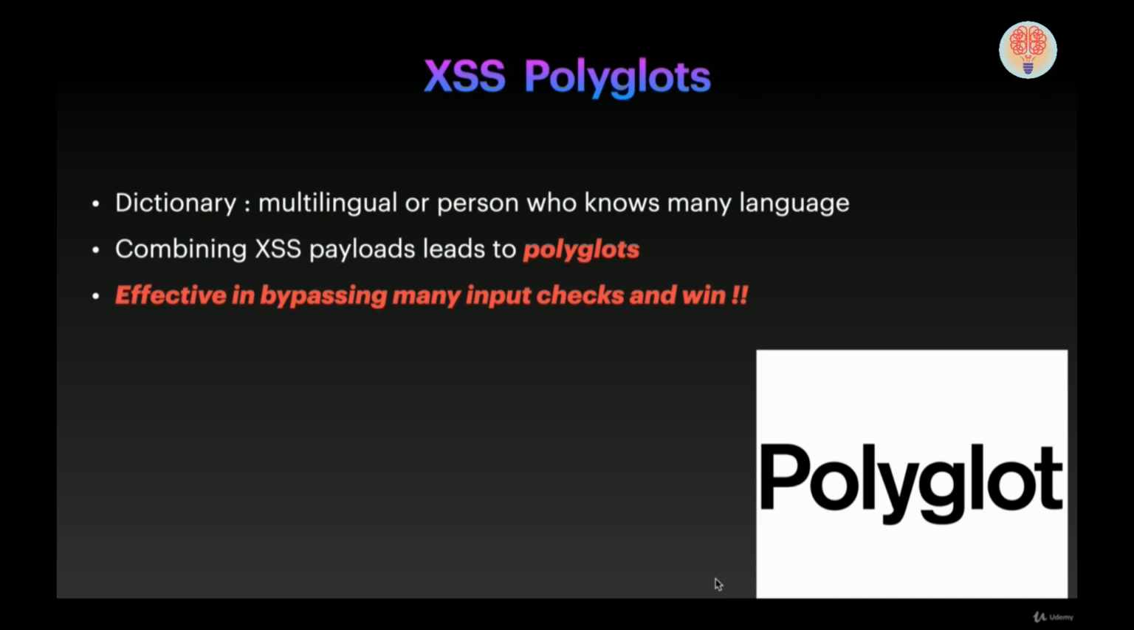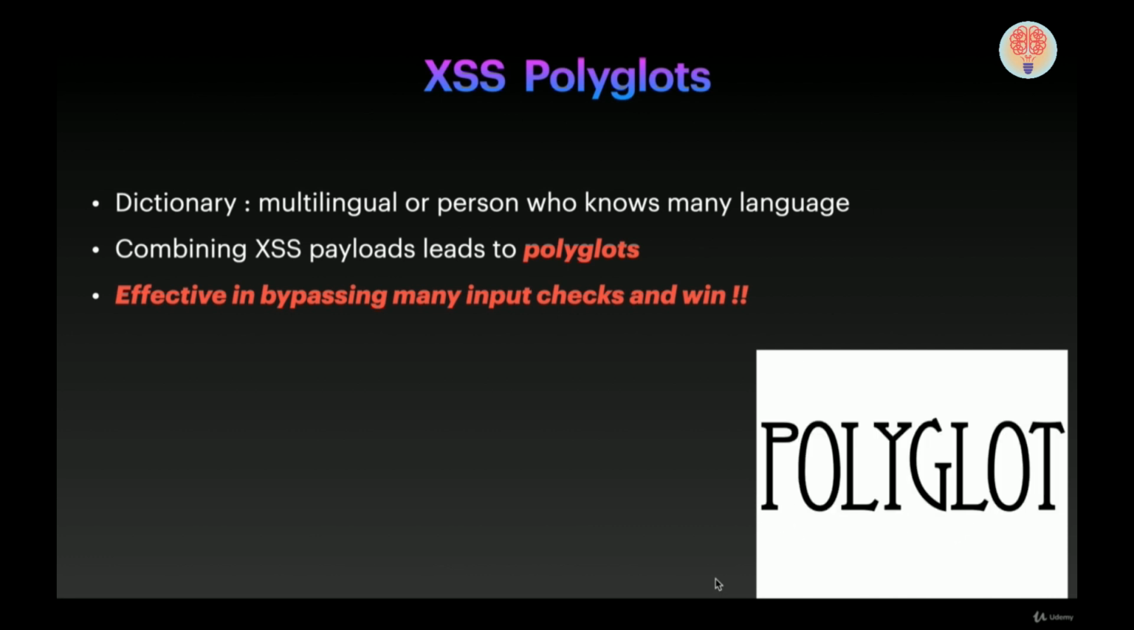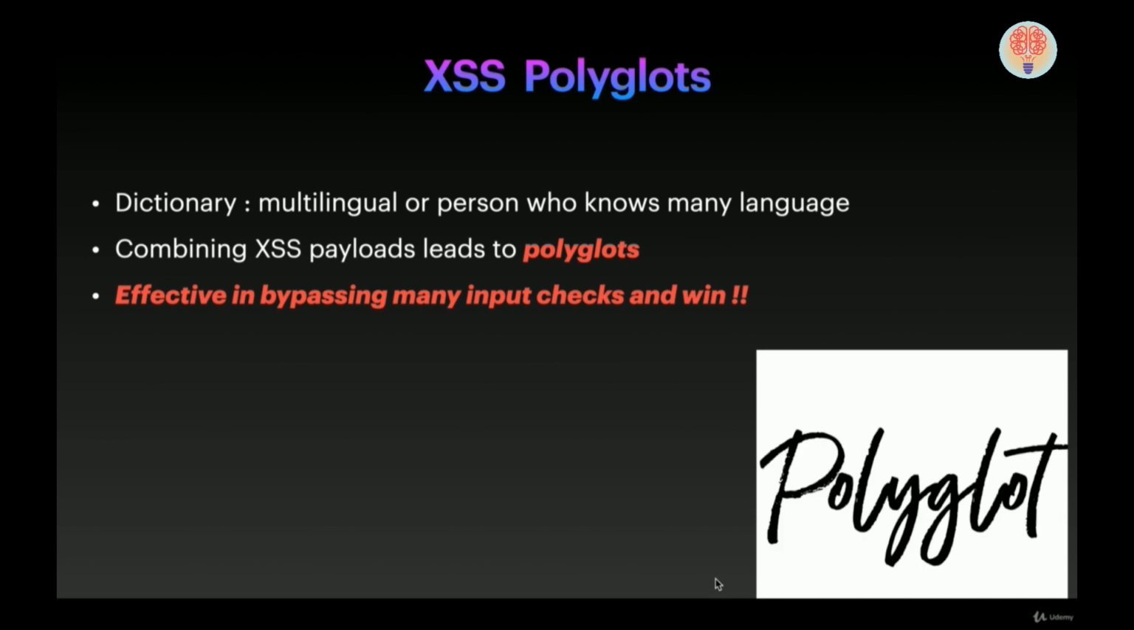Hello everyone. In this video, we are going to see what XSS polyglots are. What does polyglot mean? According to the dictionary definition, a polyglot is something multilingual, or a person who knows many languages. So how are we going to use polyglots in XSS? Basically we are going to combine different types of XSS payloads to make one new payload which will be called a polyglot.